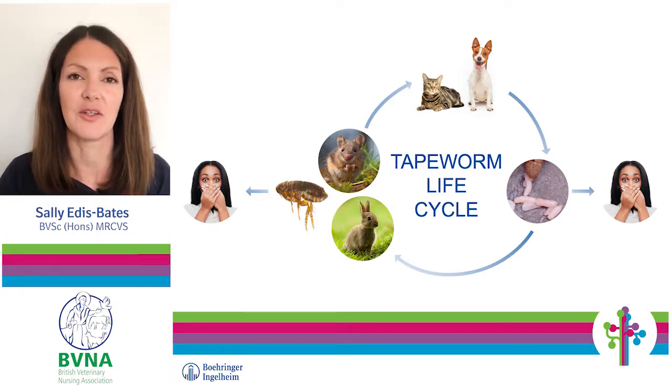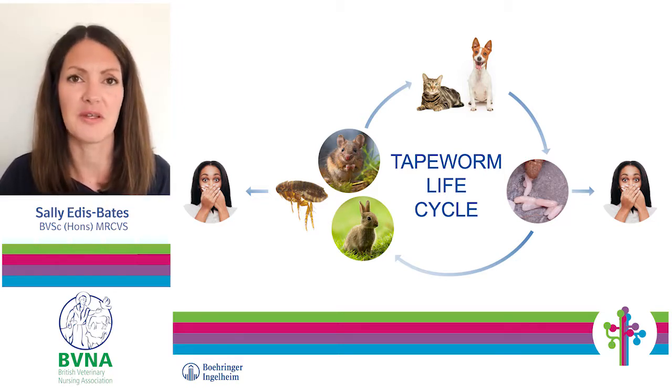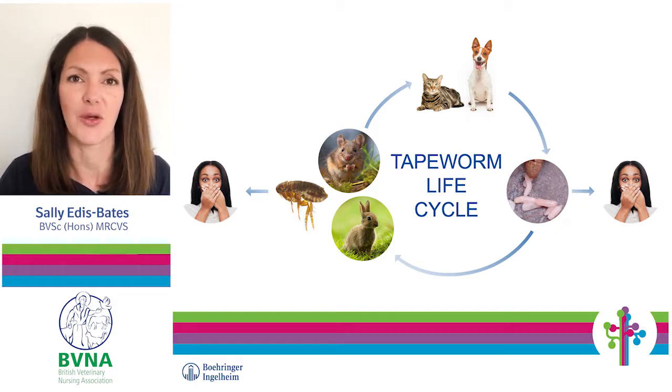Intermediate hosts are essential to the tapeworm life cycle, and they vary depending on the species of tapeworm. So common examples include fleas, rodents, and rabbits. And it's really important to understand which intermediate hosts are associated with which tapeworm, as a helpful way to prevent infection is to prevent exposure to the intermediate hosts.